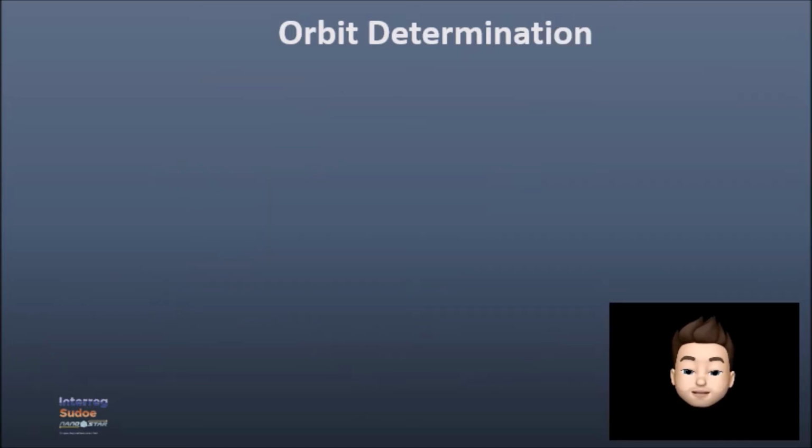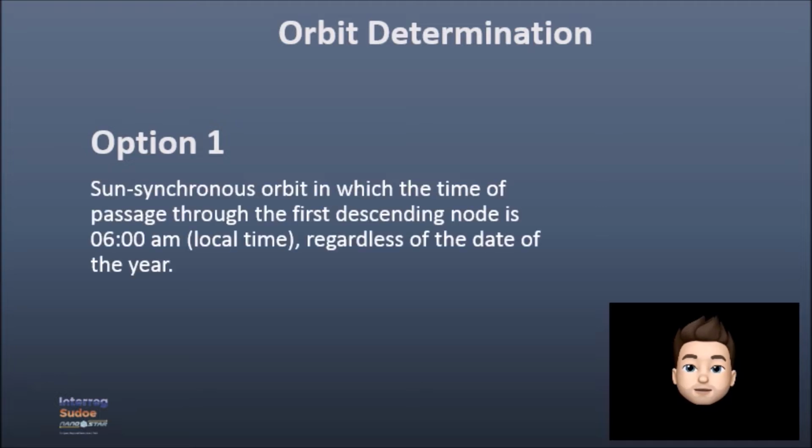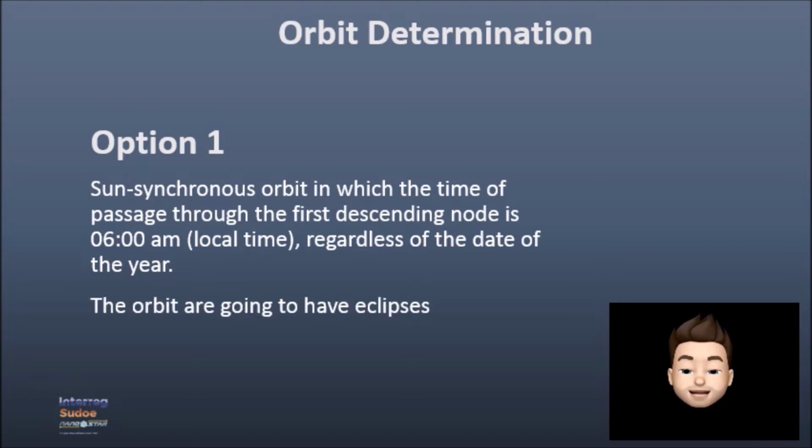First option is launching to a sun-synchronous orbit in which the time of passage through the first descending node is 6 o'clock am, regardless of the date of the year. This option implies that if the satellite is not launched on an optimal date, it will be affected by eclipses. Designing the satellite to withstand these conditions, the number of suitable launches will be much greater, as the positioning requirements would be less restrictive and the launch window wider.